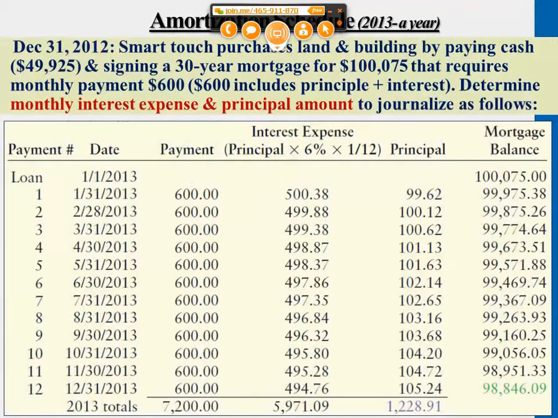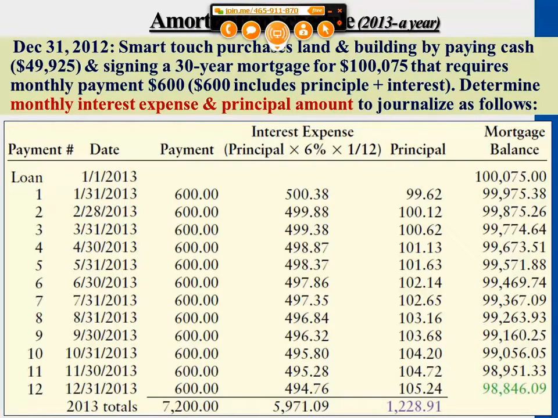Let's look at an example here. The upper title shows Amortization Schedule 2013. We just read the first box here. If we not look at the amortization for a minute, the first box tells you the problem. December 31st, 2012, Smart Touch Company purchases land and building by paying cash and signing a 30-year mortgage for $100,075. Just up to this point, can you tell me how to journalize this entry?